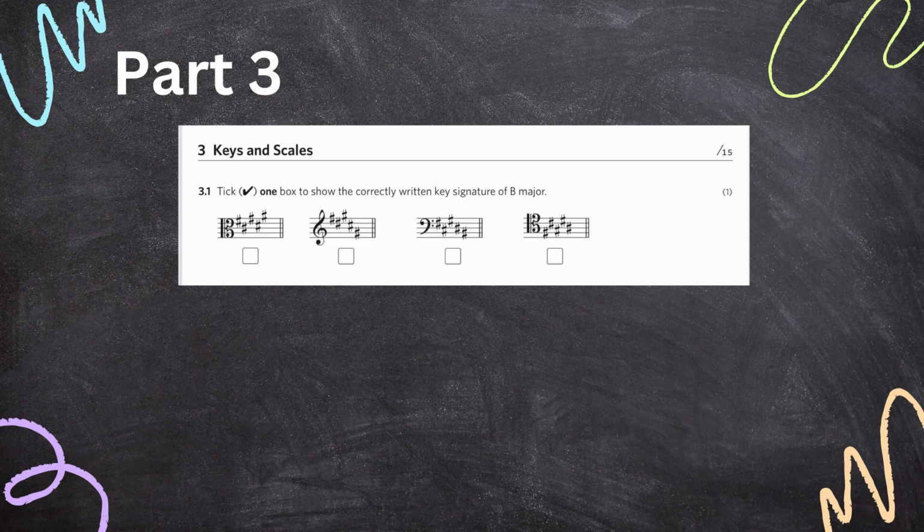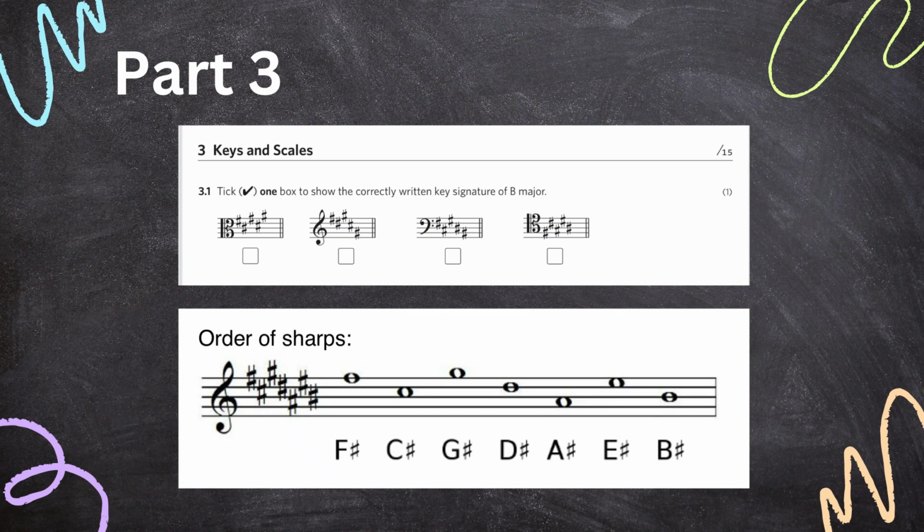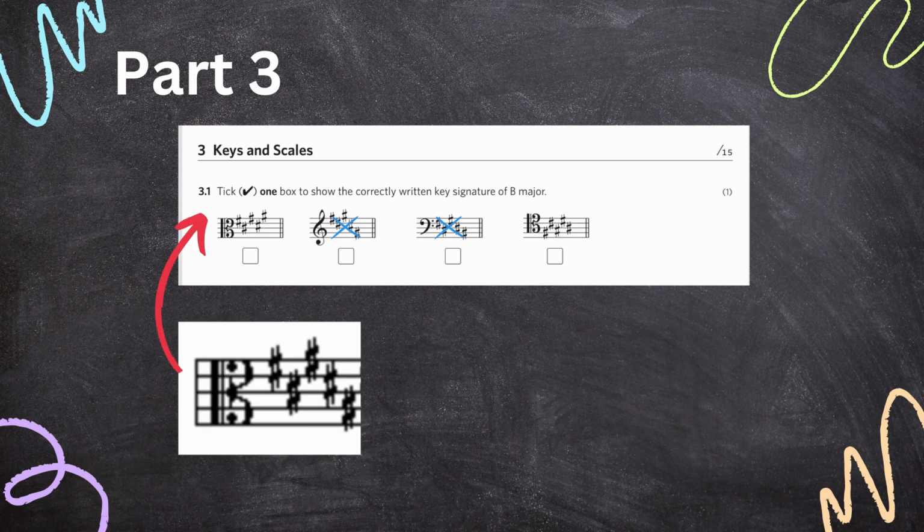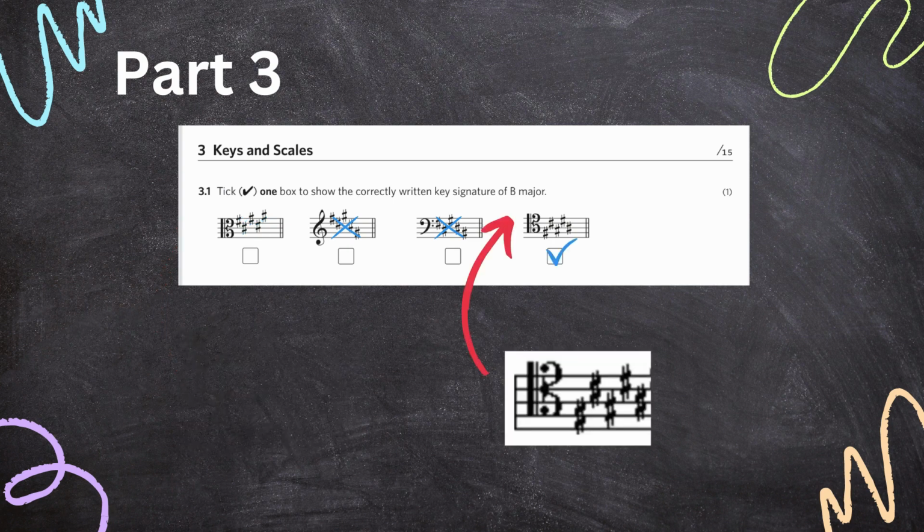Choose the correct key signature of B major here. The order of sharps is like this. There are 5 sharps in B major. The second and the third one are obviously incorrect. The first one is in alto clef, it seems to be correct, but the placement of the last A sharp is not right. It should be like this. Therefore, the fourth answer, which is in tenor clef, is correct.